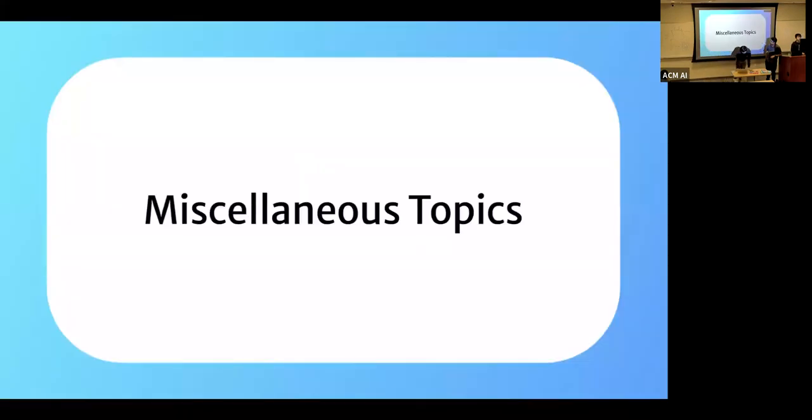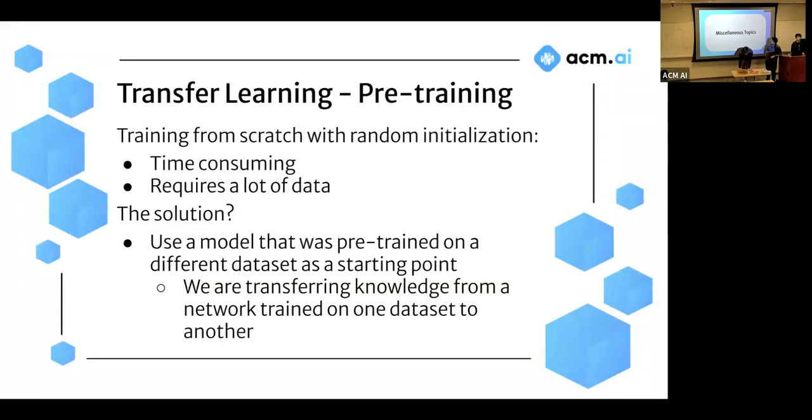Okay, so a bit of the miscellaneous topics, but let's begin with transfer learning. Actually, we were just talking about this just now, so that's perfect. We think we'll talk about it?